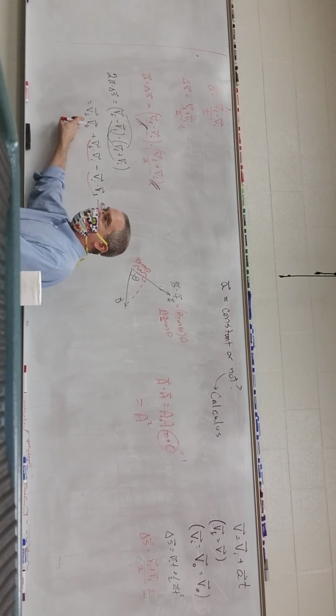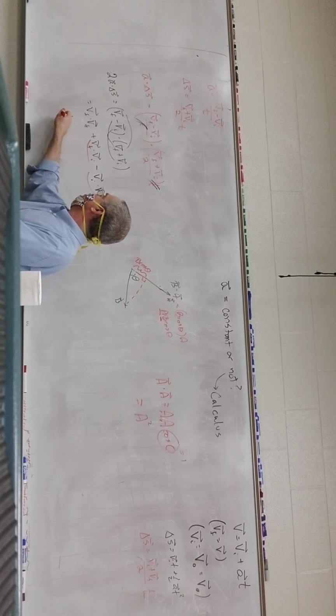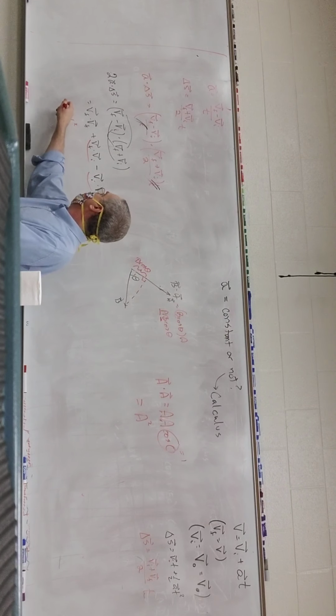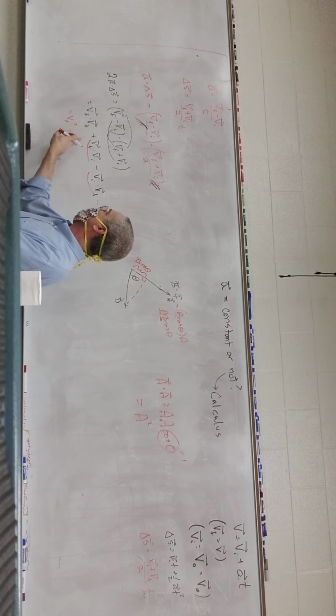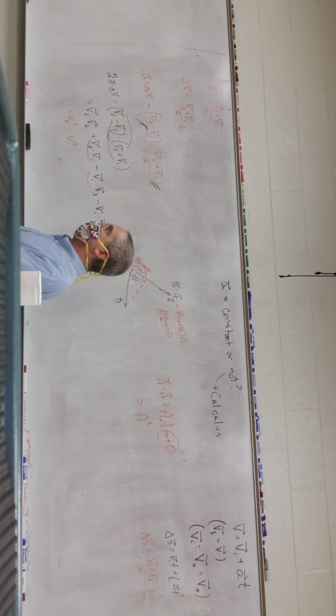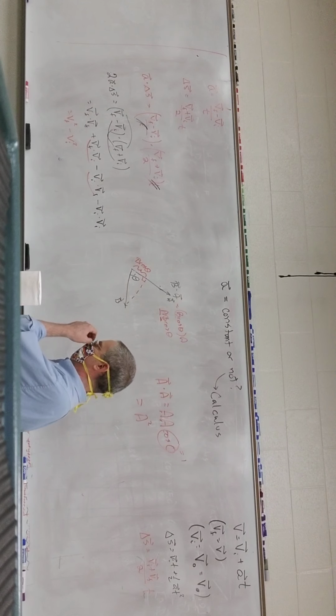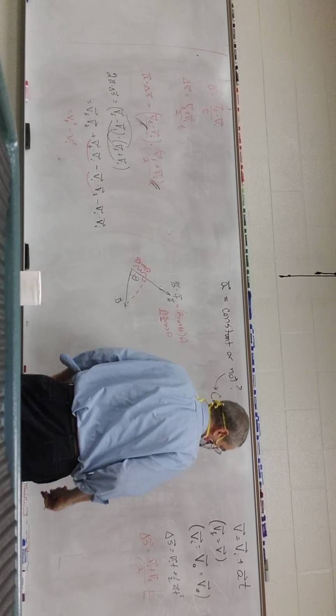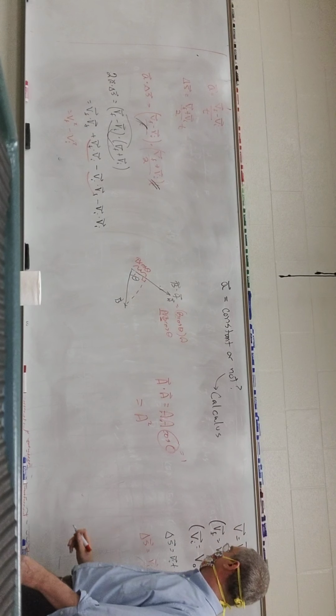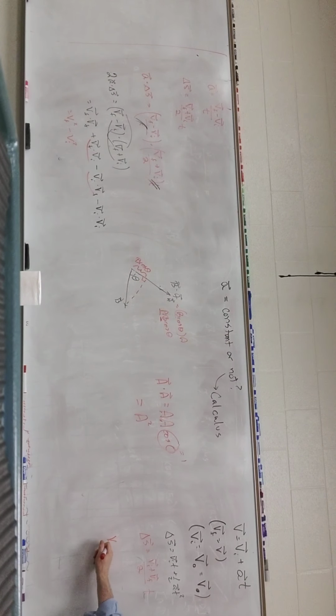This is a vector cross product, dot product with itself, so this is just VF squared minus VI squared. Vector symbols are not written down here on purpose. And so, therefore, we have our last equation: VF squared equals VI squared plus 2A dot delta S.